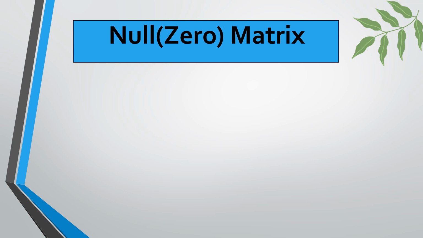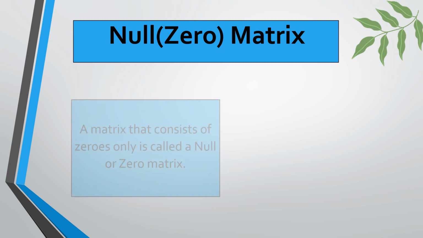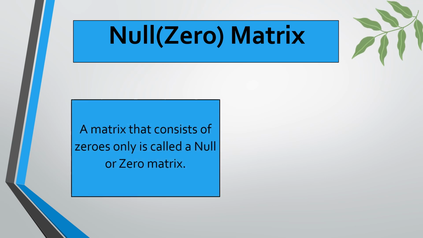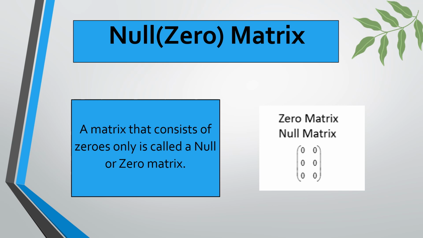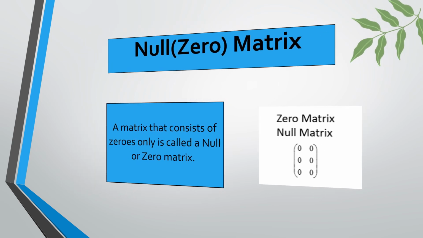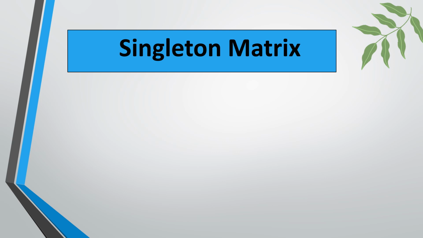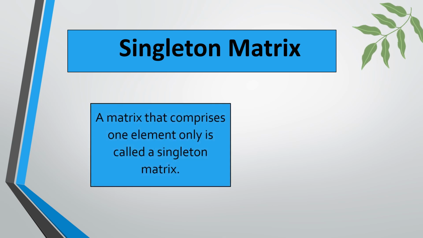Null or zero matrix. A matrix that consists of zeros only is called a null or zero matrix. This is usually denoted by capital letter O. Singleton matrix. A matrix that comprises one element only is called a singleton matrix.